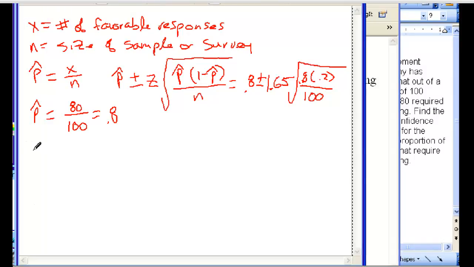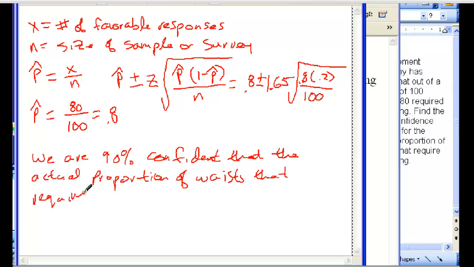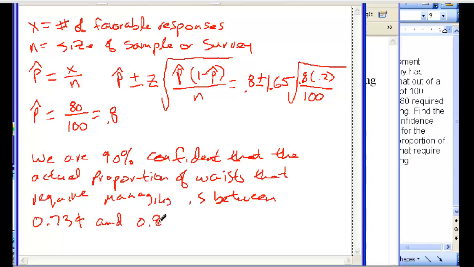So we can interpret our result by saying we are 90% confident that the actual proportion of wastes that require managing is between, I believe it was 0.734 and 0.866.